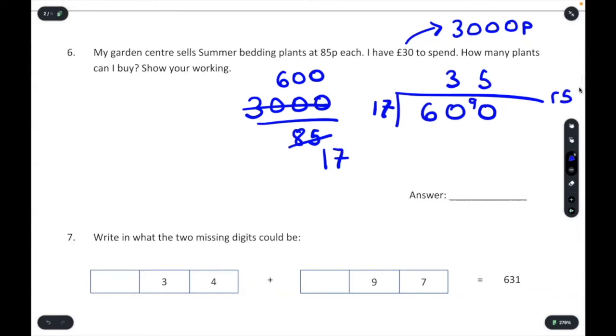Now, if we actually think about what this remainder 5 means, it's like we've got 5/17 left over. Remember, we were dealing with 85p's. So it's like we've got 5/17 of the 85p left over. Actually, we've got 5 times 5, which is 25p left over. So we've got 35, and I would write plants as the unit just to be safe.